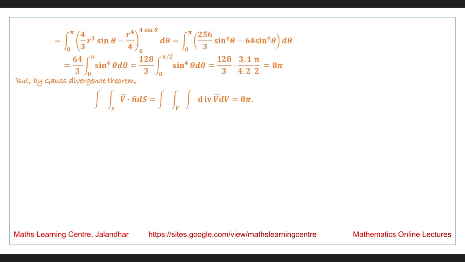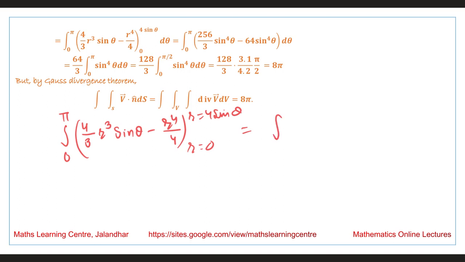On solving this, we obtain the integration from 0 to pi of 4 by 3 r cube sin theta minus r raised to the power 4 by 4, with limits for r from r equals 0 to r equals 4 sin theta.